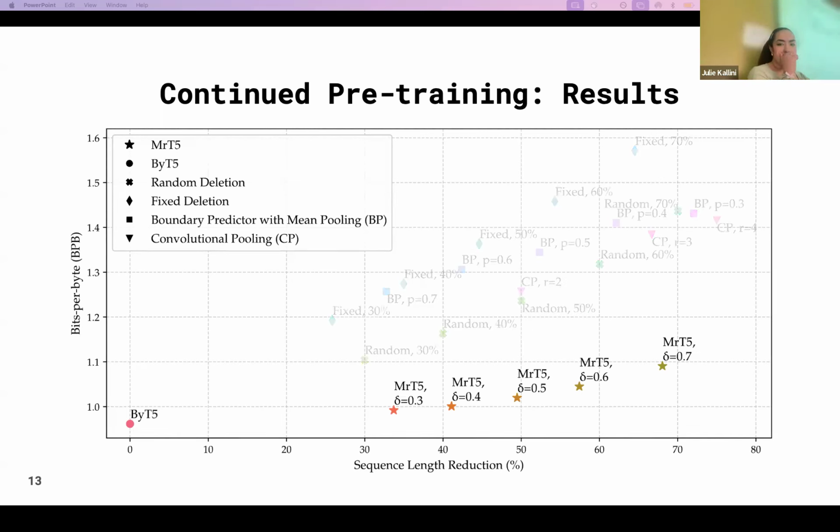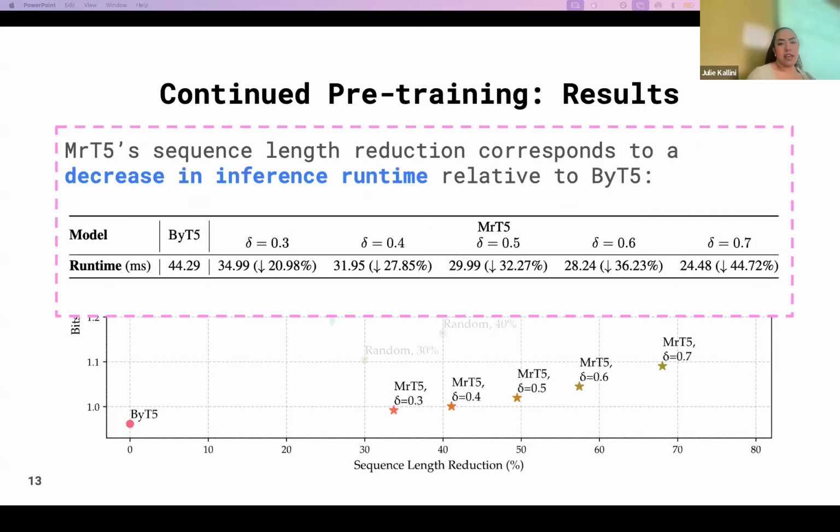So we're going to focus back on these 5 MrT5 models with different sequence length reduction rates. And if we compare their average inference runtimes for a single sequence, we can see that models with more deletion do result in a runtime speedup relative to Byte-T5. For example, the model in the middle that reduces by about 50% achieves a 30% runtime speedup. And in general, with more deletion, you get a faster inference runtime.